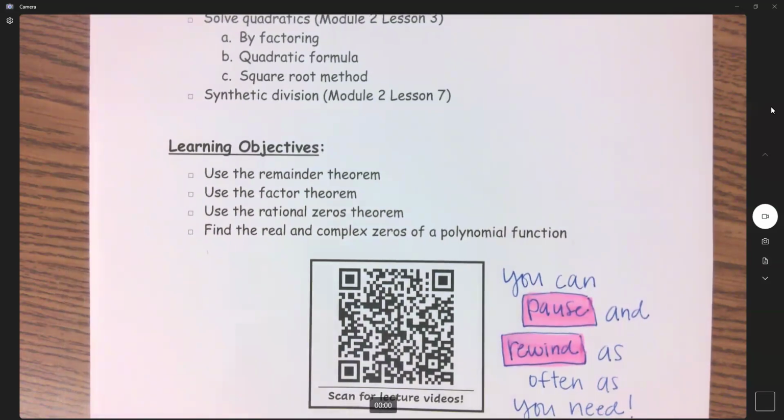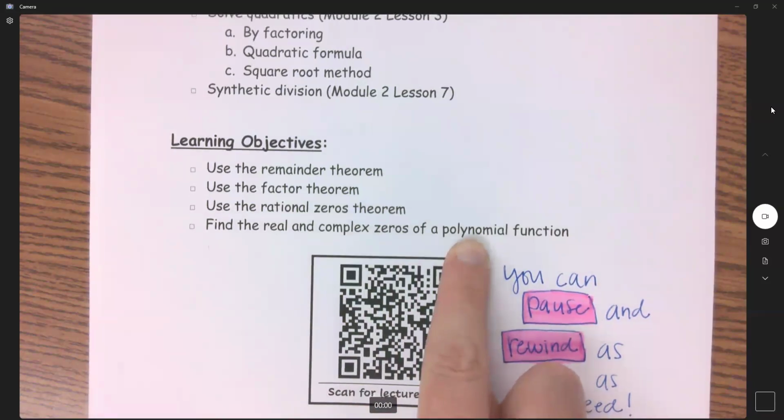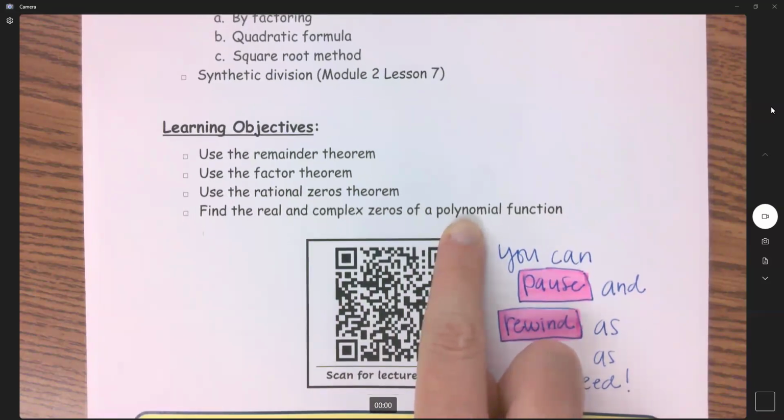Our learning objectives are to use the remainder, factor, and rational zeros theorems. The meat of the lesson is going to be finding the real and complex zeros of polynomial functions. So we're going to go through those theorems really, really quickly, but we need to be able to find real and complex zeros of a polynomial function, meaning something bigger than a degree of 2.